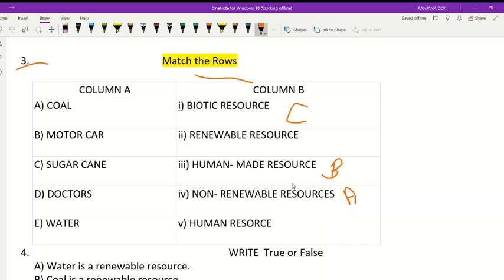Doctors are human resources, because doctors use their knowledge to make the country develop. So that's why it's a human resource. So doctors, D, human resource. Next is water. Water is a renewable resource because water can be renewed. So coal with non-renewable resources, motor car with human-made resource, sugarcane with biotic resource, doctors with human resource, and water with renewable resource.